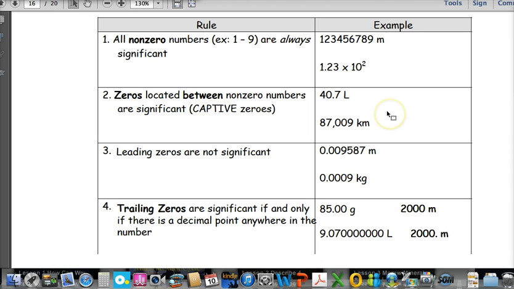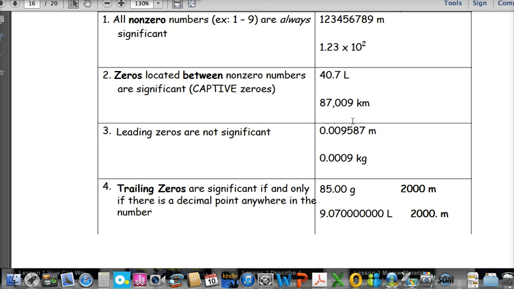The second rule is what I like to call sandwich zeros, or they call them captive zeros. Zeros that are between non-zero numbers are always significant, and it doesn't matter how many zeros. For example, you see this is 40.7. All 3 of these are significant. If there were 10 zeros here, they would all still be significant because they are sandwiched between non-zero numbers. Another example, 87,009. These zeros are significant, so all 5 of these numbers are significant.